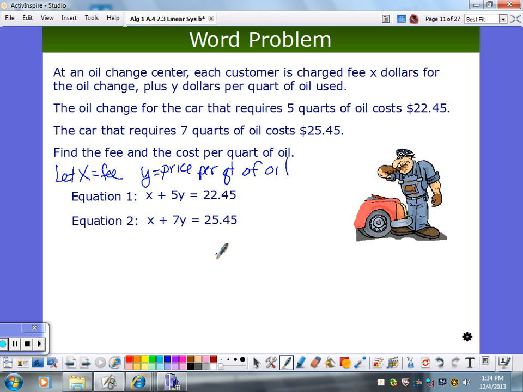So now we have to solve this thing, right? So this, to me, I'm going to call that the hard part. Is it that hard? Figuring out those equations? A little bit.